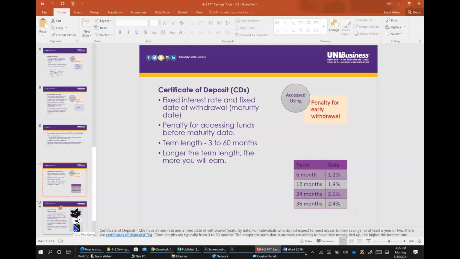A CD, a certificate of deposit, has a fixed rate and a fixed date of withdrawal, a maturity date. For individuals who do not expect to need access to their savings for at least a year or two, there are certificates of deposit. Term lengths are typically from 3 to 60 months. The longer the term that customers are willing to have their money tied up, the higher the interest rate available. 1 and 2 year CDs offer higher interest rates than are currently available on traditional savings accounts.